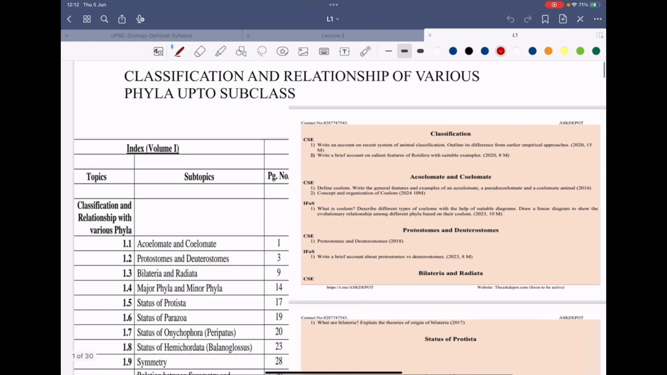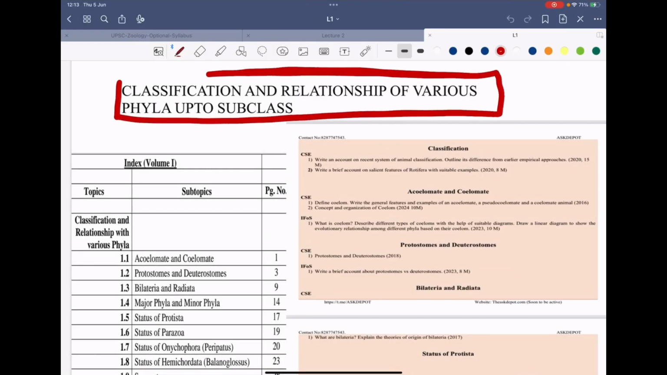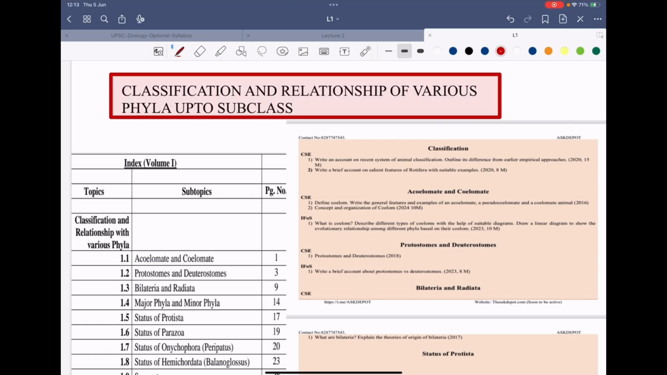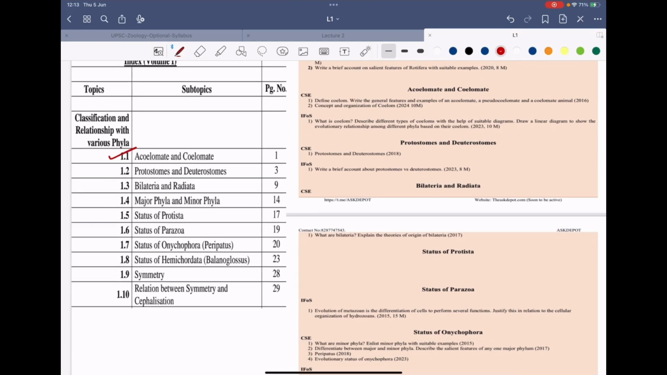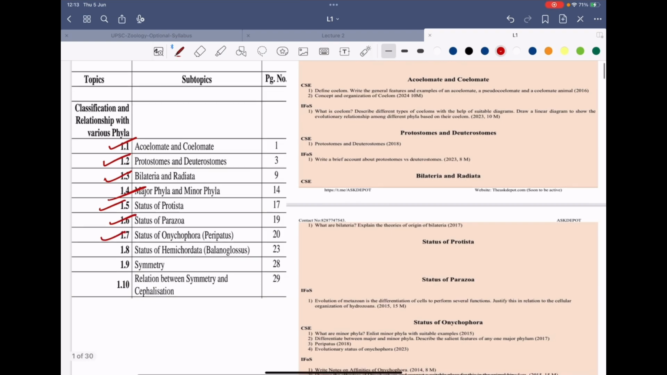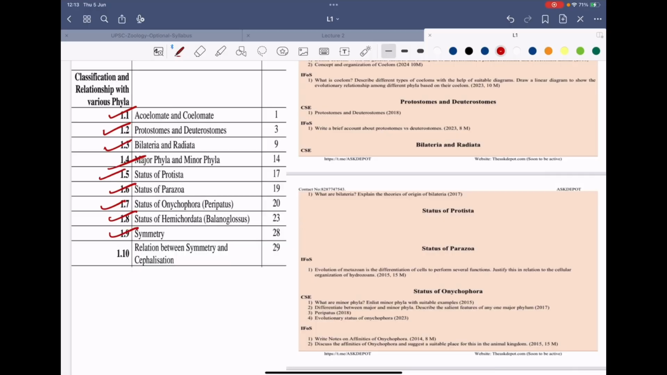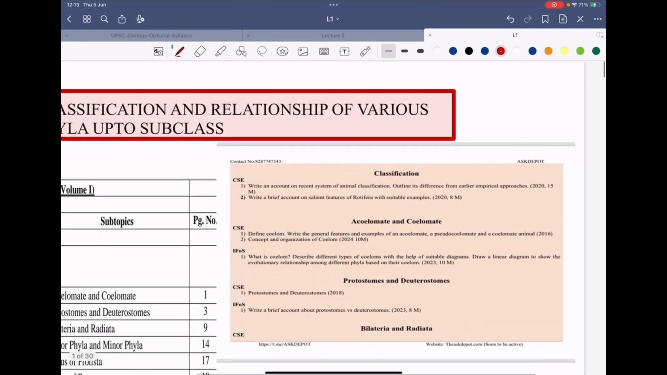So today we will be discussing the classification and relationship of various phyla up to the class level. So this is the first unit of your zoology optional. It includes some subtopics which are acoelomate and coelomate, protostomes, deuterostomes, bilateral, radiata, major minor phyla, status of protozoa, status of parazoa, then status of onychophora, hemichordata, symmetry, relation between symmetry and civilization. So these are some of the subtopics which are in the first unit.